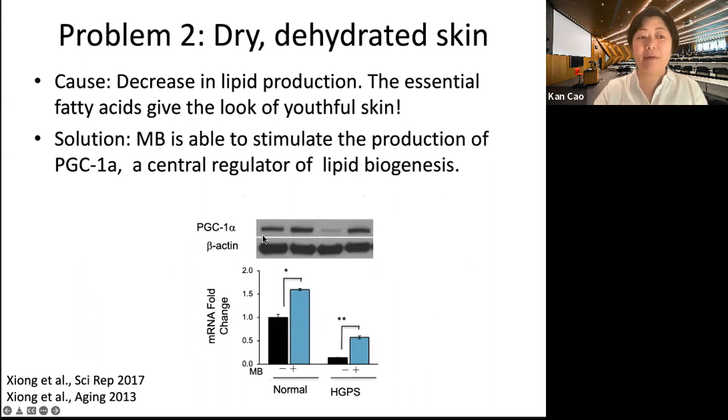What we found in the paper is methylene blue is able to stimulate the production of a key protein factor, PGC1 alpha. I told you a little earlier as well. So this is a central regulator for lipid biogenesis. This is again a graph showing you the normal and also progeria cases. After methylene blue treatment, in blue bars, we see a significant upregulation of PGC1 alpha in both cases.